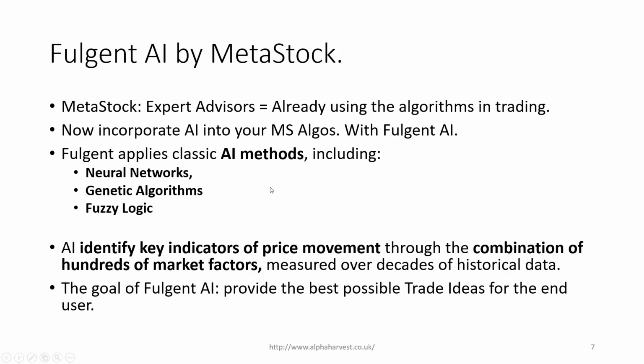The AI methods include neural networks, genetic algorithms, and fuzzy logic. So these are some of the artificial intelligence technologies that the Fulgent AI engine is using.